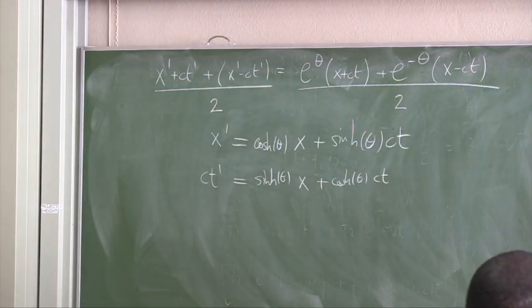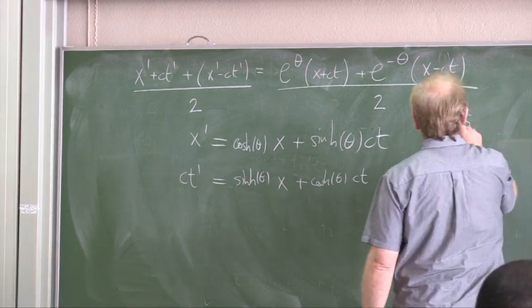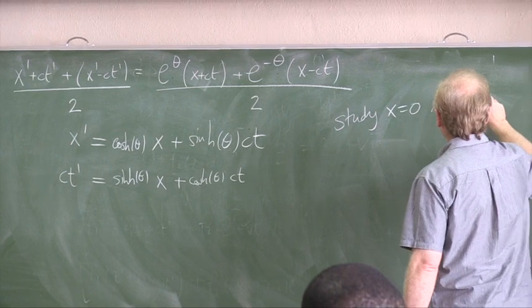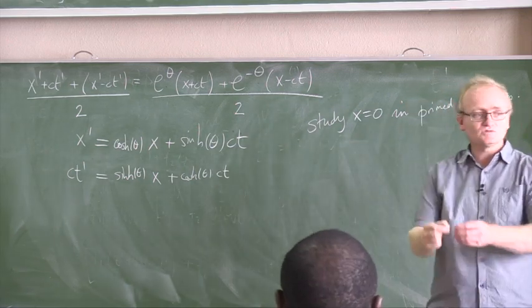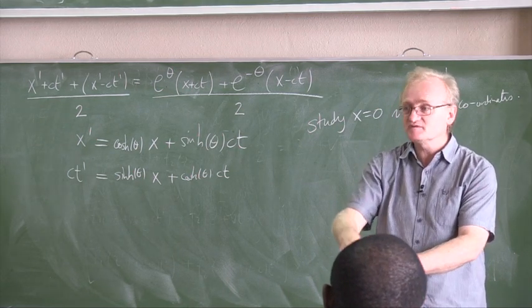Now, let's try to write this perhaps in a slightly more familiar way. Let's imagine that the fly is sleeping at x equal to naught. So let's study the point x equal to naught in the primed coordinates. If we look at a point x equal to naught, how fast is it moving in the unprimed coordinates? It's not moving because its x is naught. That's some specific position. Okay?